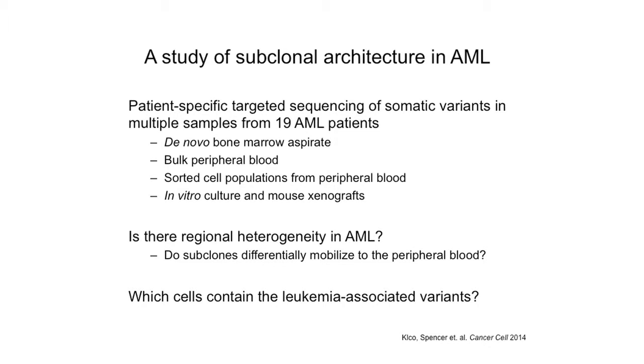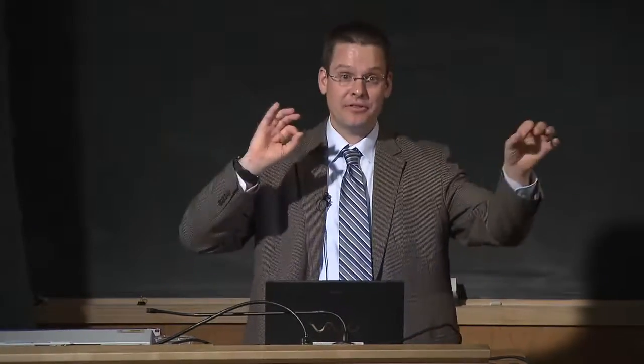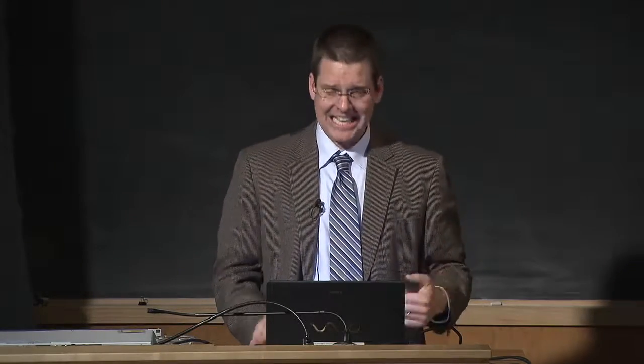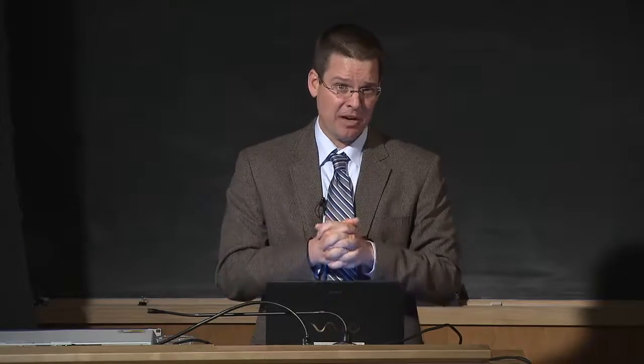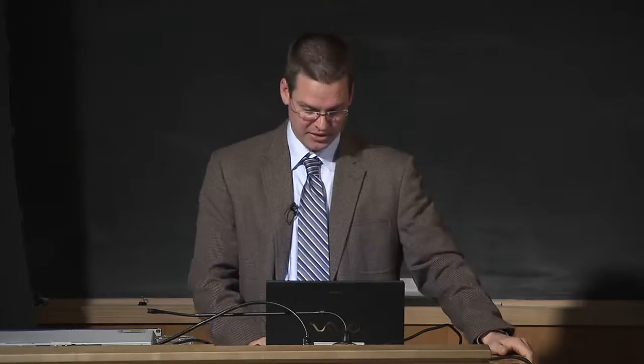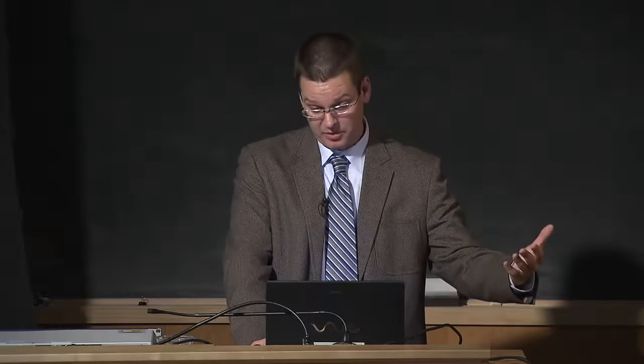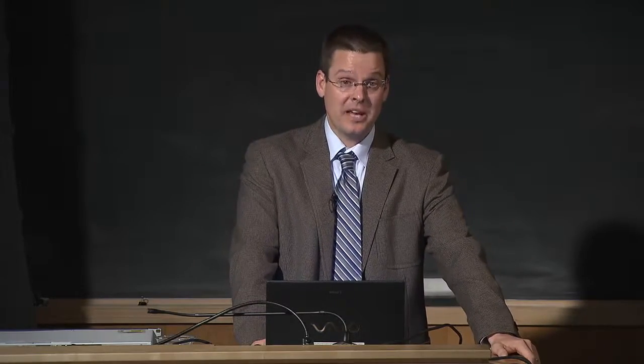So the 2 questions I'm going to talk about today are, first, whether or not there's regional heterogeneity in AML. We know in solid tumors, if you sequence different parts of a tumor, you can get different answers. Different variants are present depending on where you sample. That question had not really been addressed in AML. People had done studies on particular mutations one at a time, but nobody had studied the full subclonal picture in different specimens. So this would tell you whether or not particular subclones have a propensity to mobilize to the peripheral blood or not.